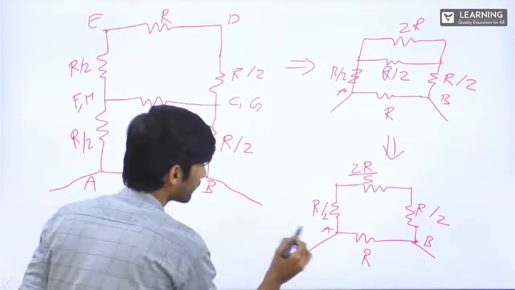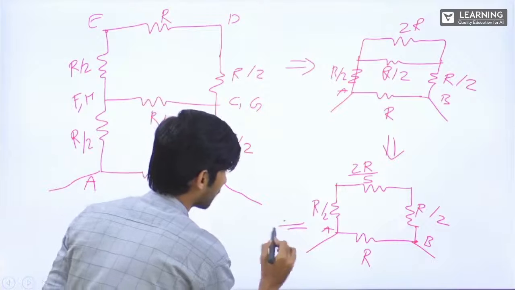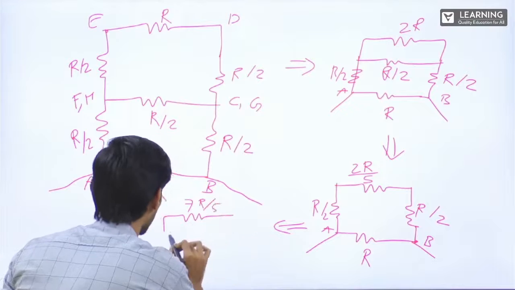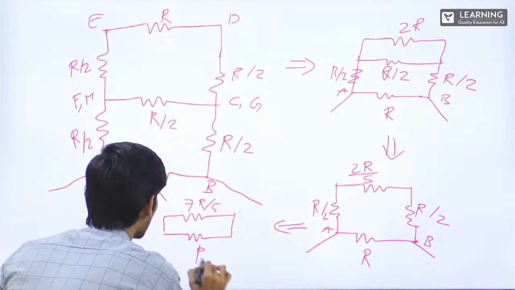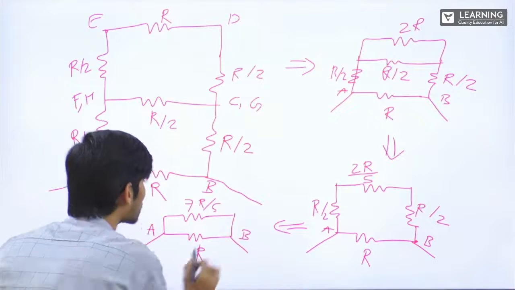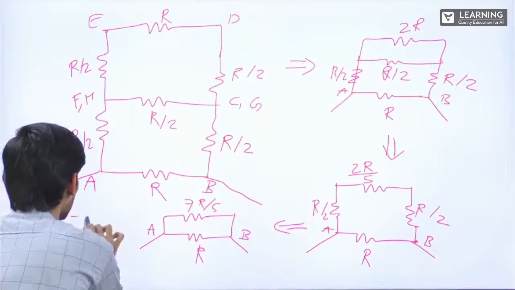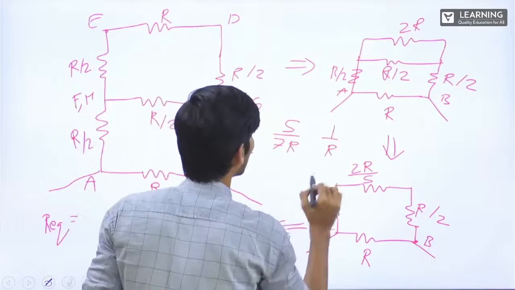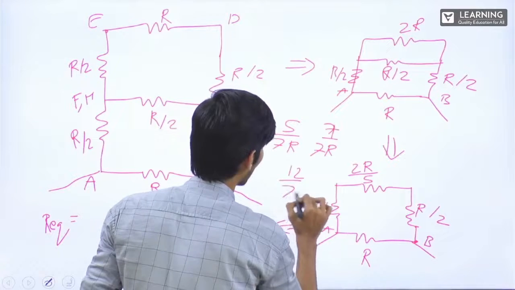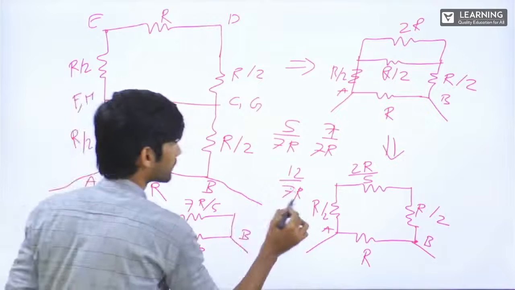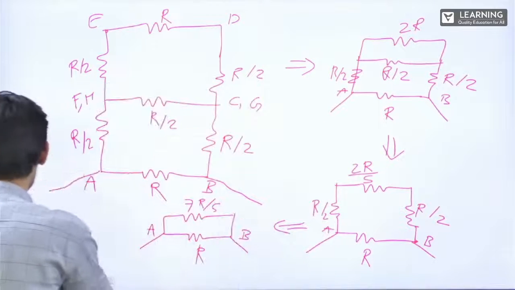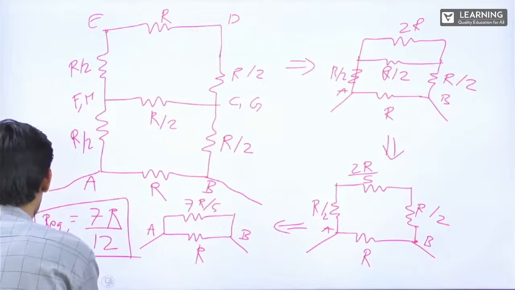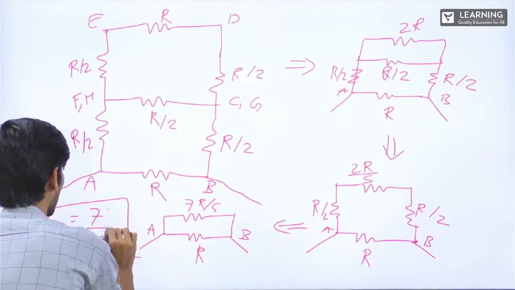So now the equivalent circuit from here will be 7R by 5 and this R. They both are in parallel. Solve this. How much will be the R equivalent? So this will be 5 by 7R plus 1 by R, 7 by 7R, 12 by 7R, so 7 by 12R, correct? 7R by 12. Just calculate. This will be 7R by 12.